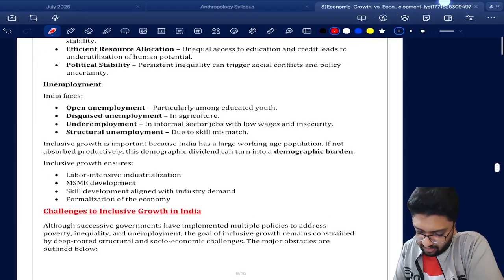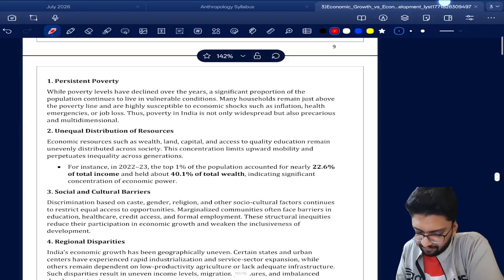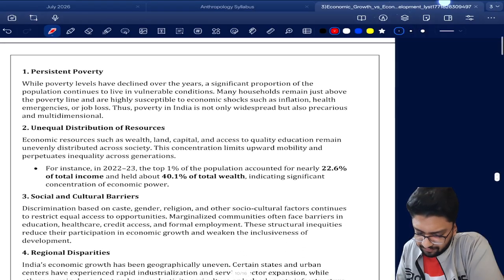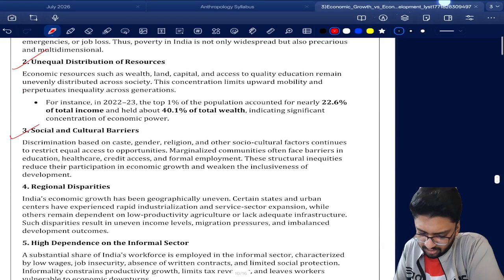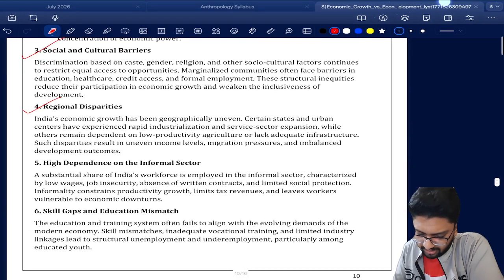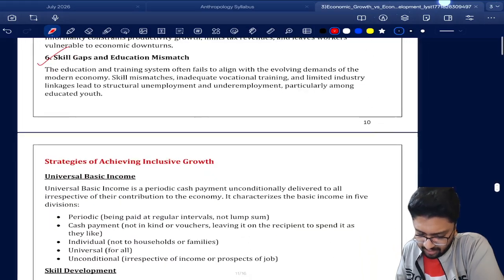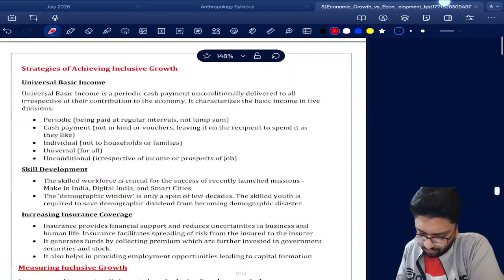Then we have unemployment. India faces open unemployment, disguised unemployment in agriculture, underemployment, structural unemployment. Challenges to inclusive growth in India: persistent poverty. While poverty levels have declined over the years, persistent poverty, unequal distribution of resources, social and structural barriers, regional disparities, high dependence on the informal sector, skill gaps, and educational mismatch. These are just challenges to inclusive growth.